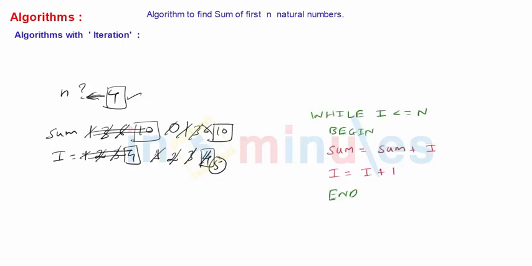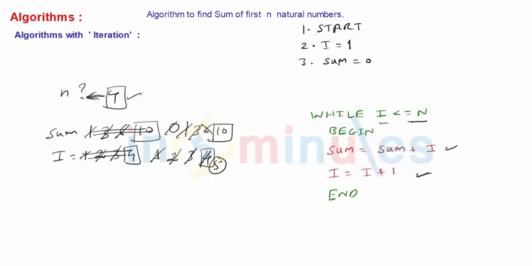Now let's see how the algorithm will look. So what will we be repeating? We'll repeat a process of: I less than or equal to n, then add I to sum, increment I. Again check I is less than or equal to n, then add I, increment I. This process will repeat till I crosses n. But then we need to input n first, and then we need to set I equal to 1 and sum equal to 0 at the beginning. So our algorithm will start like this.